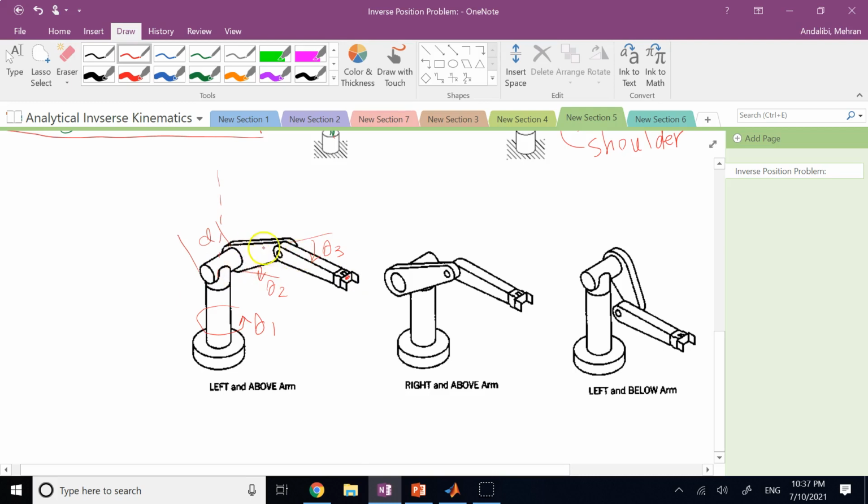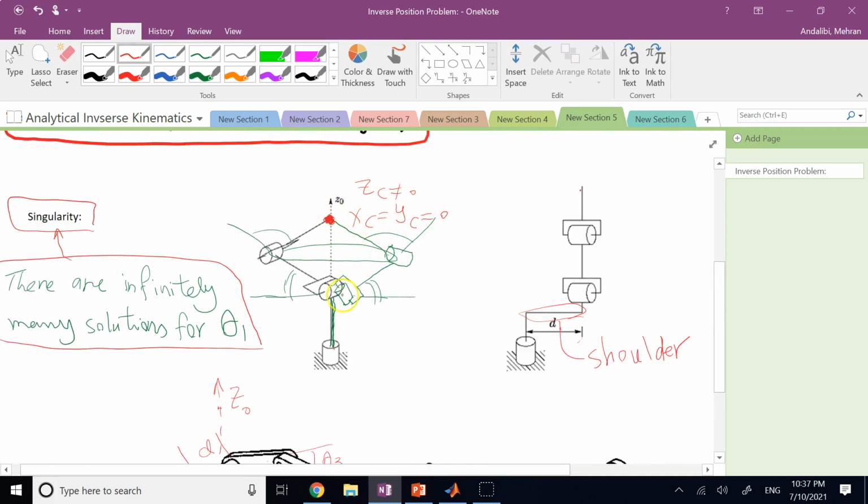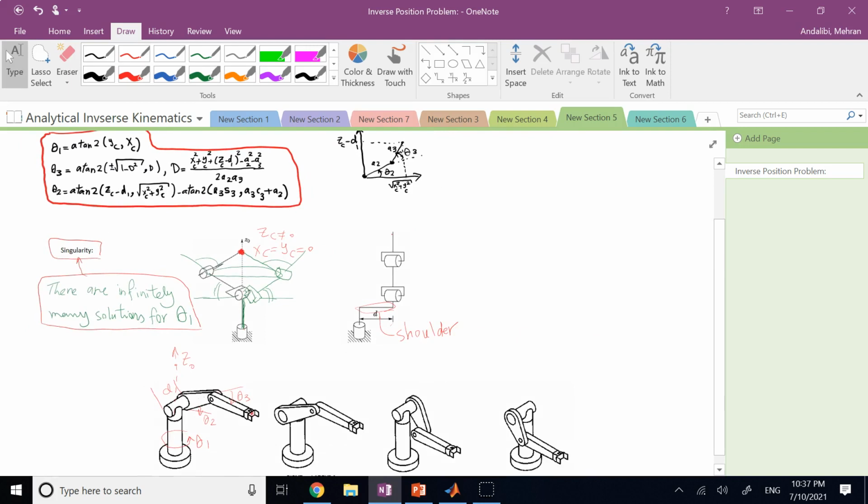Because these two are now on a plane which has an offset from the plane that is passing through this Z0 axis. So this point will never reach somewhere there because it always has some offset from it. And this D, even a small bit of it, is enough to avoid your XC and YC both becoming 0 and your wrist going right above the top of the first joint. So a small shoulder is enough to avoid singularity.